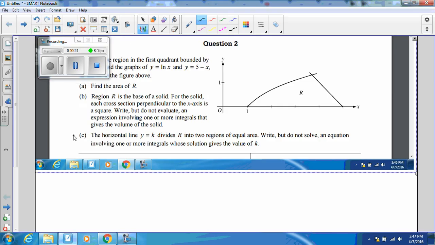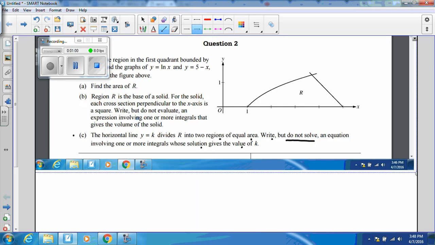And now in part C you are asked to write an equation that will find the value of k that is described in this way. The horizontal line y equals k divides R into two regions of equal area. Write but do not solve an equation involving one or more integrals whose solution gives the value of k. I wanted to look at this question because many of you tried some different approaches on this, and some were successful and some were not.